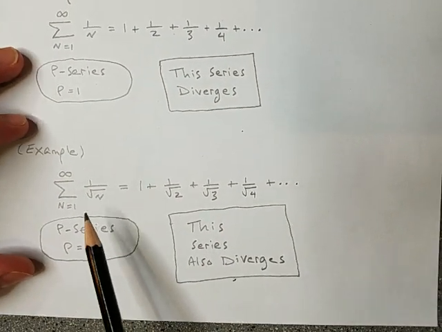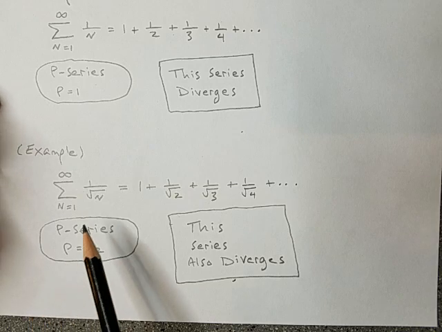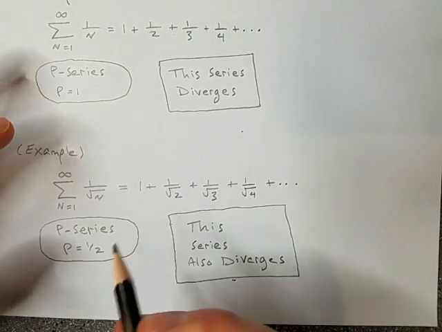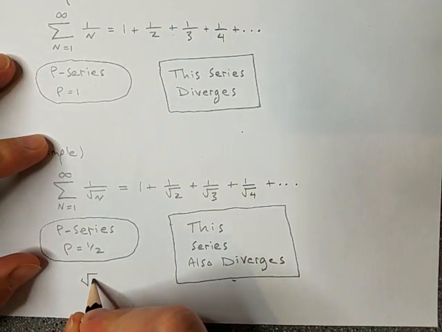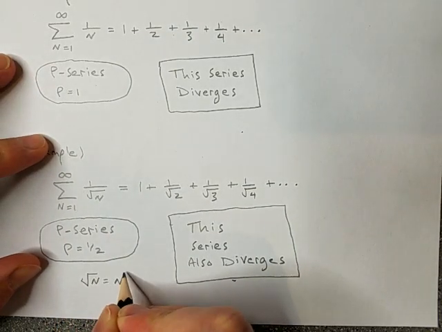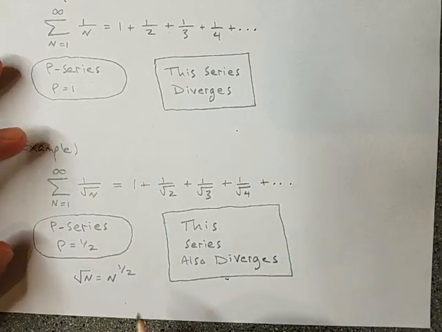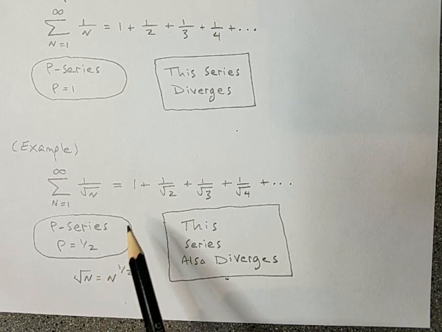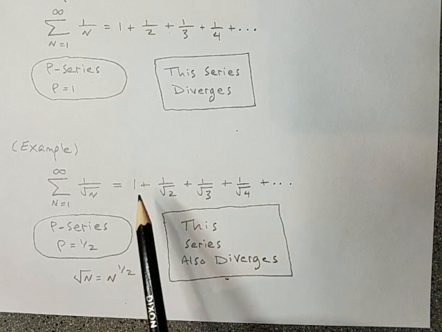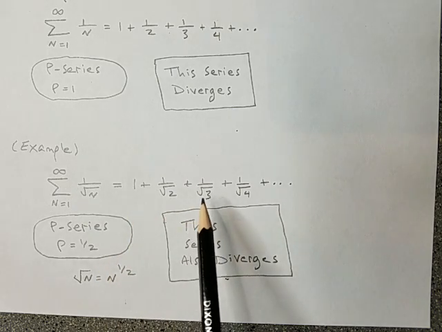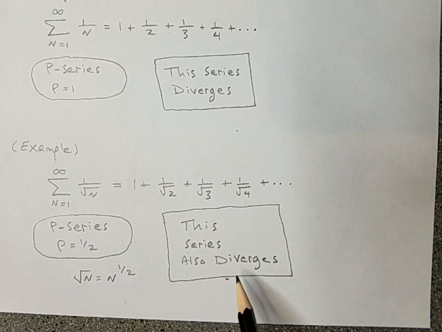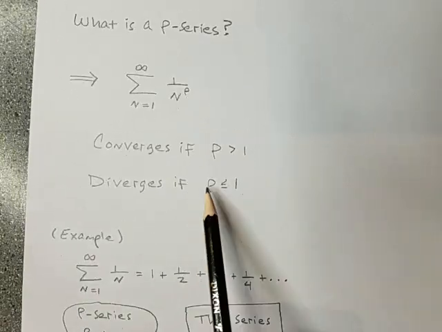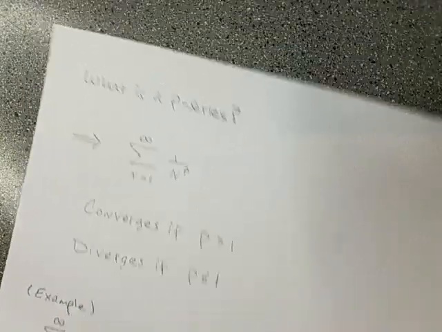What about this one, 1 over root n? Well, the square root of n can be converted to a power. You could say that root n is n to the 1/2 power, right? So it is 1 over n to a power. The power is a half. It looks like this, 1 over root 1 plus 1 over root 2 plus 1 over root 3 and so on. That series also diverges. It's a p-series. P is equal to a half, and a half is less than 1, all right?